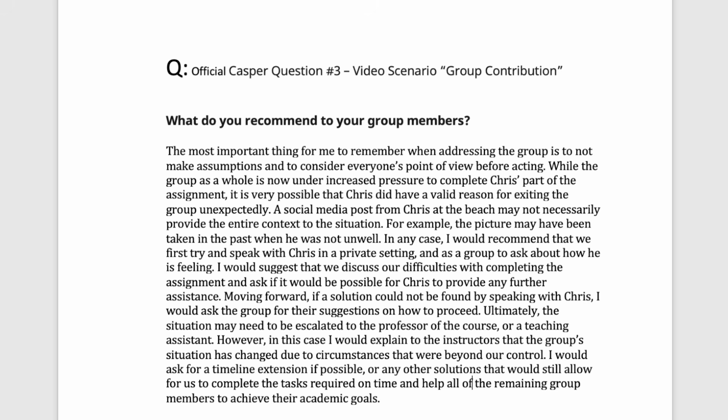In any case, I would recommend that we first try to speak with Chris in a private setting and as a group to ask about how he is feeling. I would suggest that we discuss our difficulties with completing the assignment and ask if it would be possible for Chris to provide any further assistance. Moving forward, if a solution could not be found by speaking with Chris, I would ask the group for their suggestions on how to proceed.